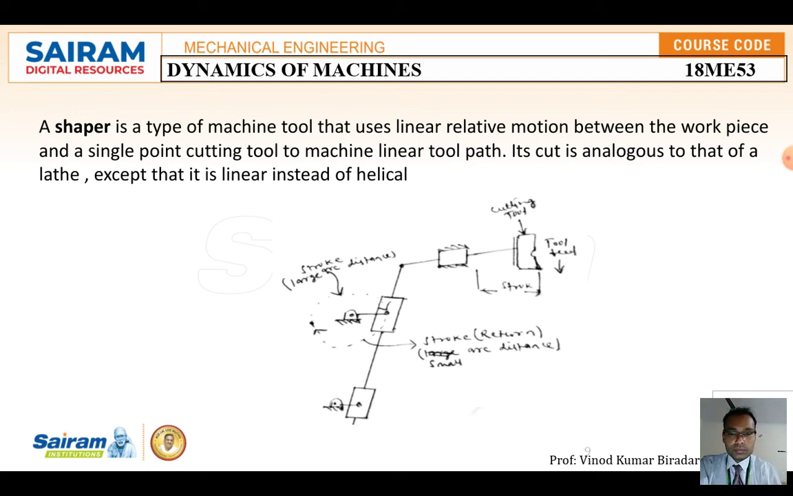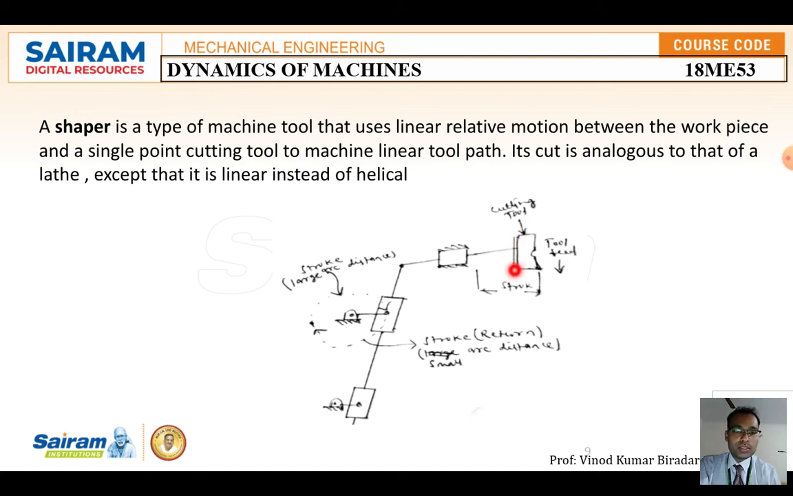Okay, so this part is fixed, one part is fixed and this part is fixed, this is a ram. Okay, so at the last is a tool. Okay, from this point to this point, the stroke takes place. Okay, so here this is the cutting tool. In the shaper machine we are going to use a single point cutting tool.